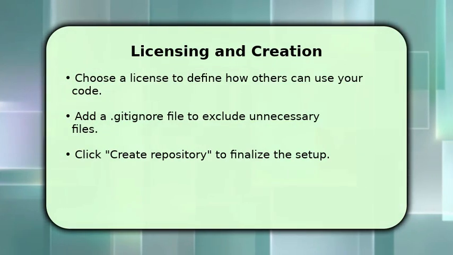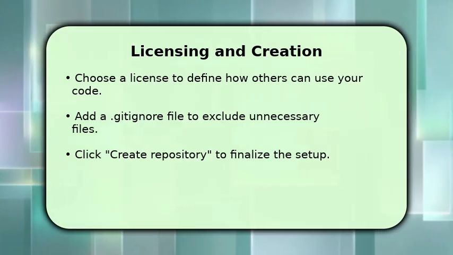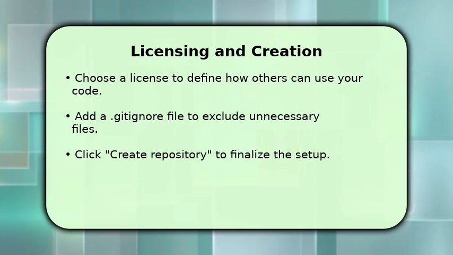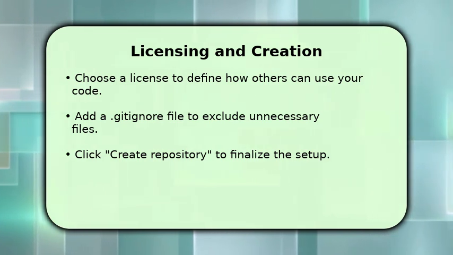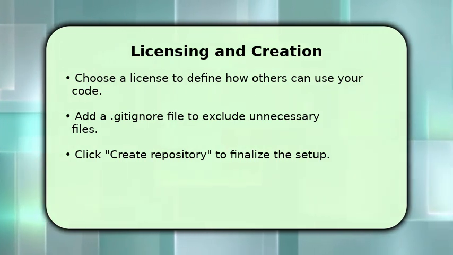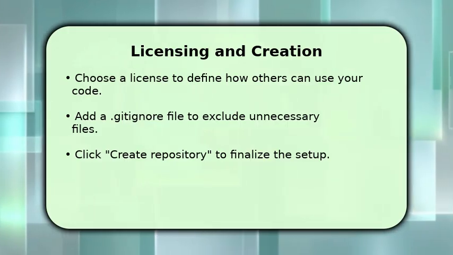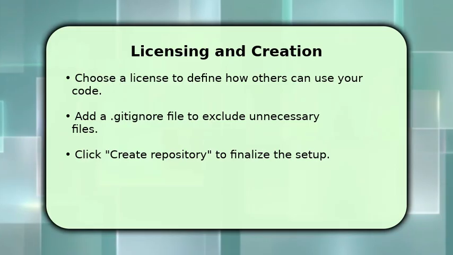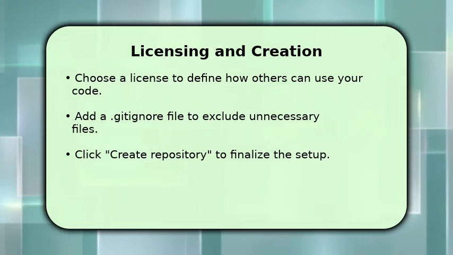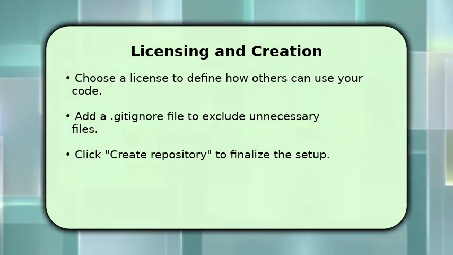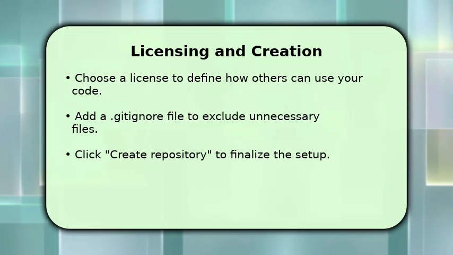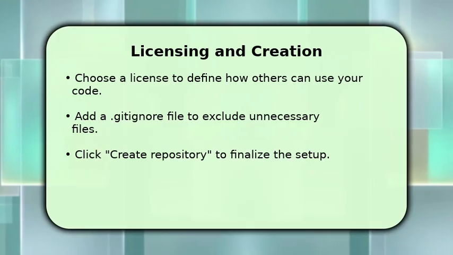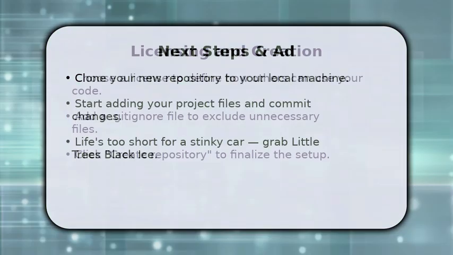Before finalizing, think about adding a license. A license specifies how others can use, modify, and distribute your code, which is vital for open-source projects. GitHub offers various common licenses to choose from. You might also want to add a gitignore file to prevent specific files, like temporary build files or sensitive data, from being committed. Once these options are set, simply click the Create Repository button to complete the process.